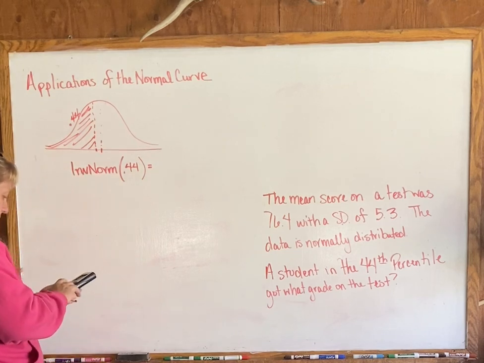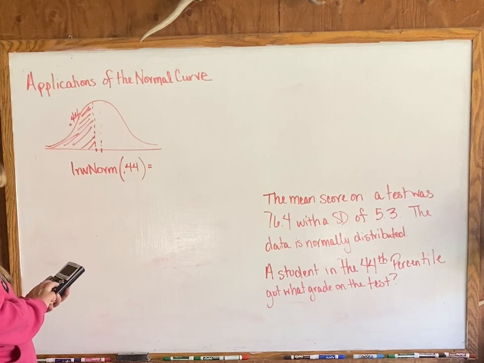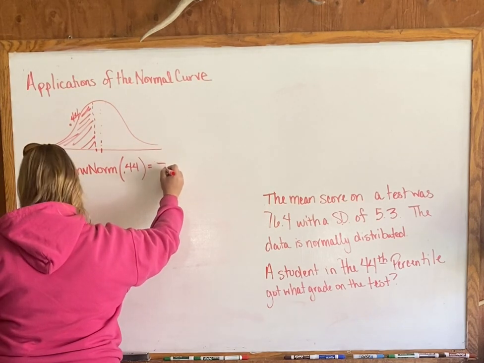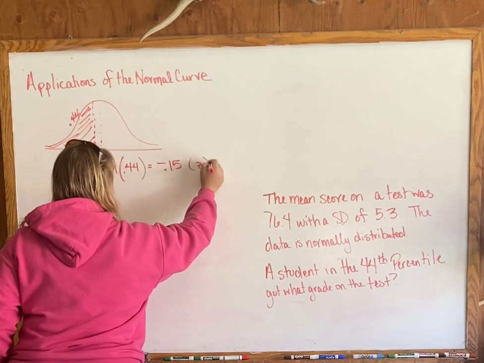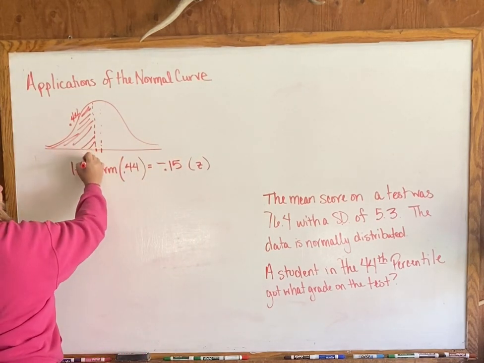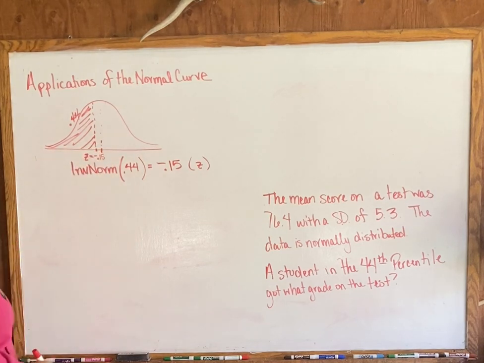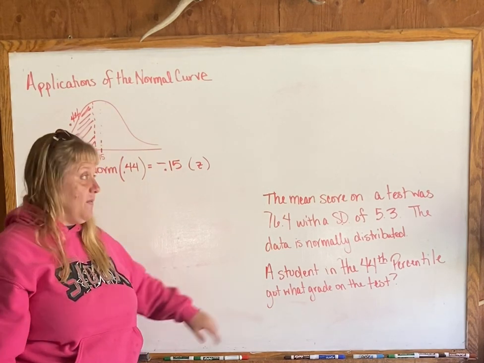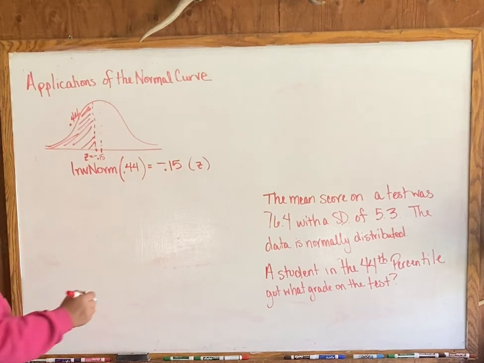I don't have this one written down, so I will do it right along with you. Inverse norm, 0.44. I got a negative 0.15. Now remember, this is a z, and this is our z-score. So they're telling us that z equals negative 0.15. But we want to know what the actual grade was on the test, so we're going to use our z-score formula backwards to figure out what the x is.